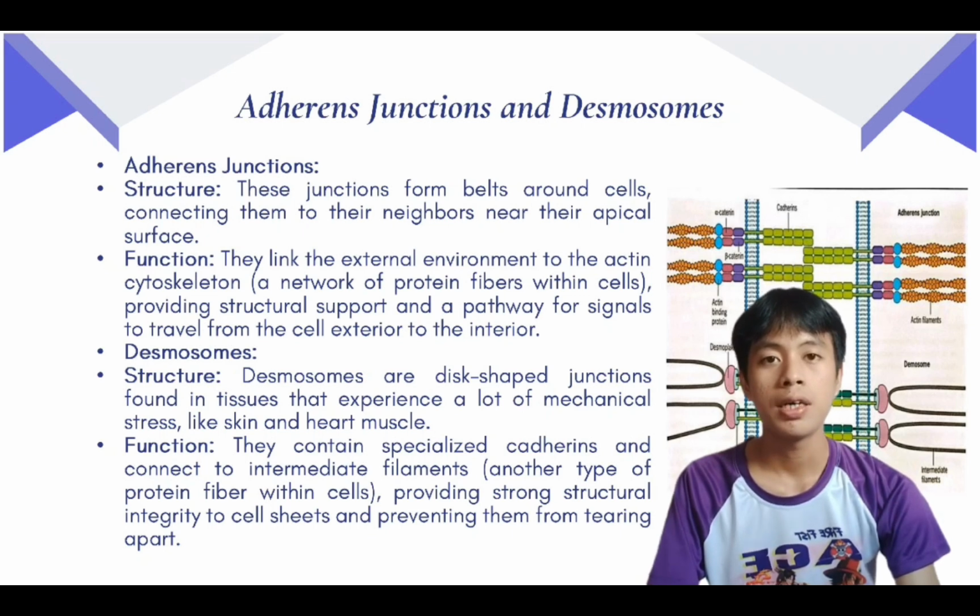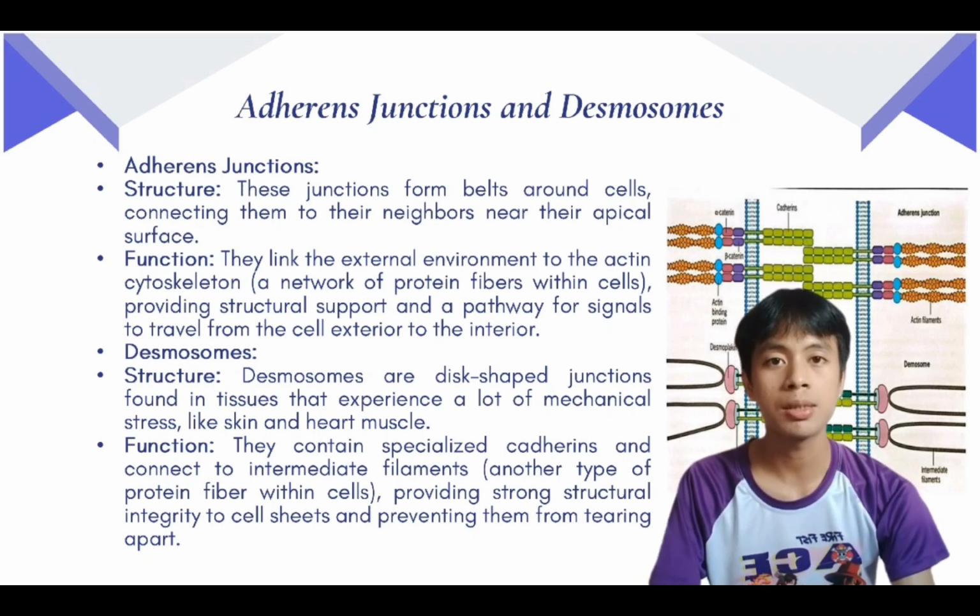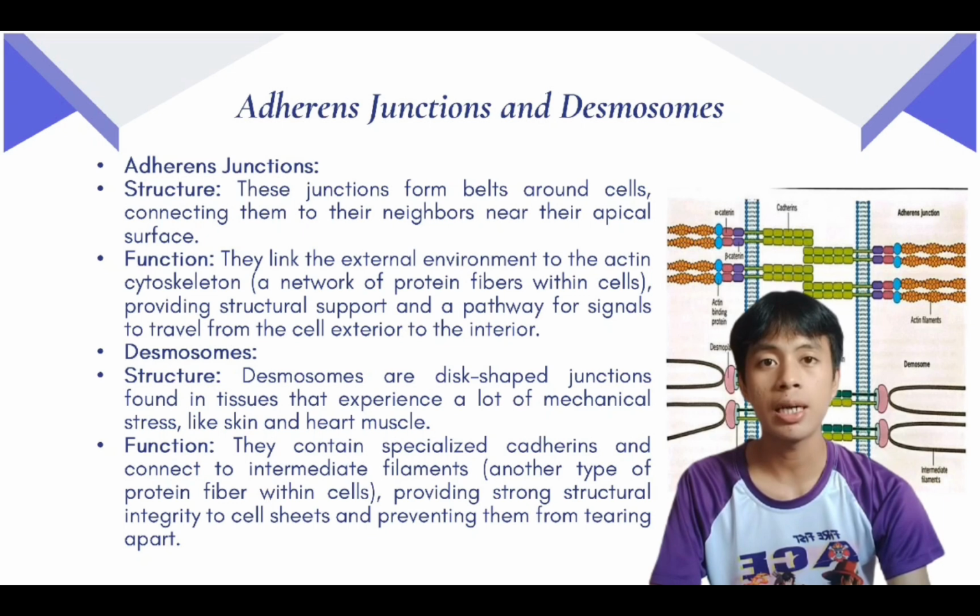Next, we have adherens junctions and desmosomes. Adherens junctions form belts around cells, connecting them to their neighbors near their apical surface. So the function is they link the external environment to the actin cytoskeleton, a network of protein fibers within cells, providing structural support and a pathway for signals to travel from the cell exterior to the interior.